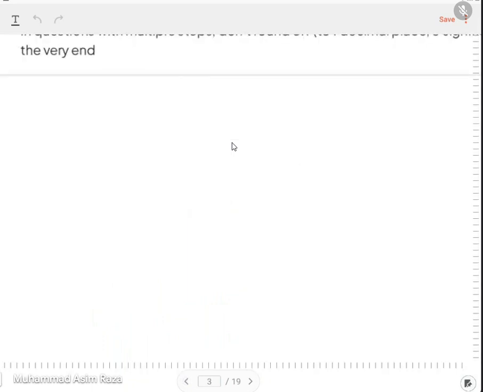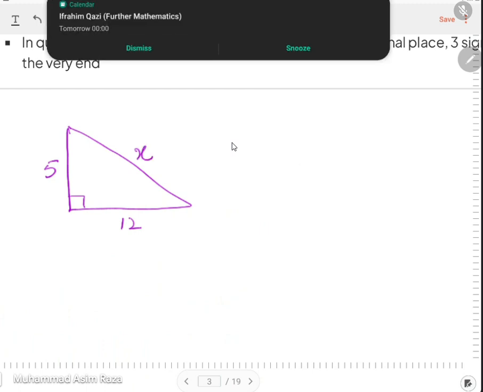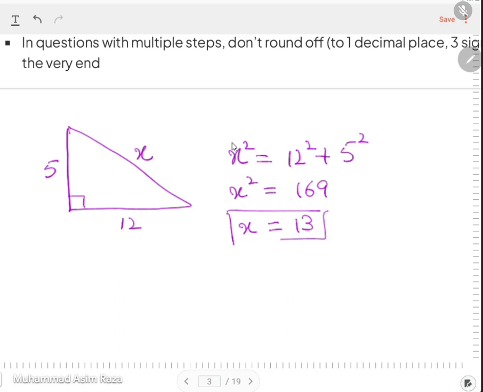So sometimes, okay, let's start with the very simple questions. Sometimes the examiner would give you that this is the 90 degrees angle and this length is 5 and this length is 12. What is this length? So we can say here that x is the hypotenuse. We say that hypotenuse square is equal to adjacent square plus opposite square. So that will be 169, and you can take the square root to find out that x is equal to 13.